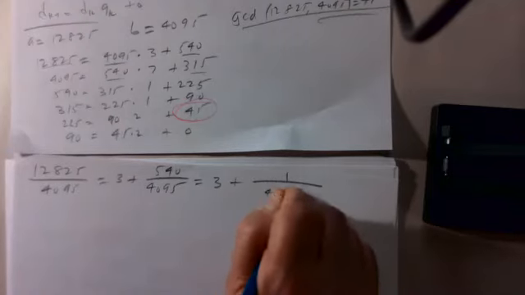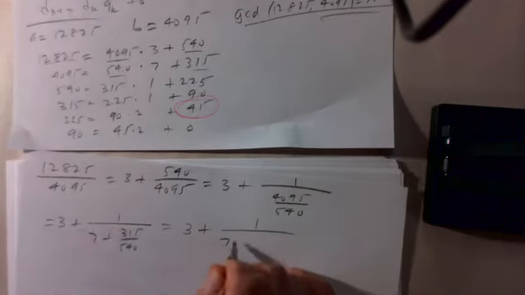So if I take 12,825 and I divide by 4095, I get 3 plus 540 over 4095, right? Just divide by 4095, this is what you get. Let me do the following sort of strange thing. This is 3 plus 1 over 4095 over 540. So this is 3 plus 1 over, and 4095 over 540 is 7 plus 315 over 540, which is 3 plus 1 over 7 plus 1 over 540 over 315.